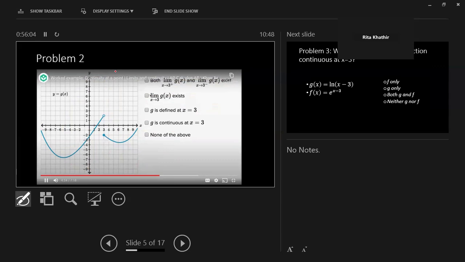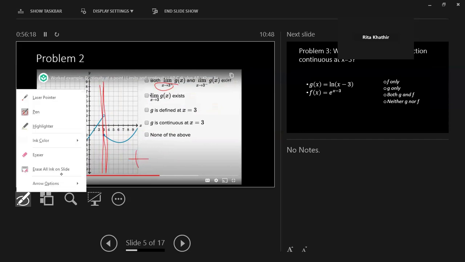The same. Give your attention to x approaches 3. So here, x approaches 3. And this side is plus, this side is minus.